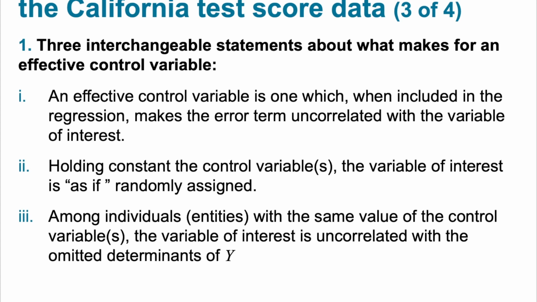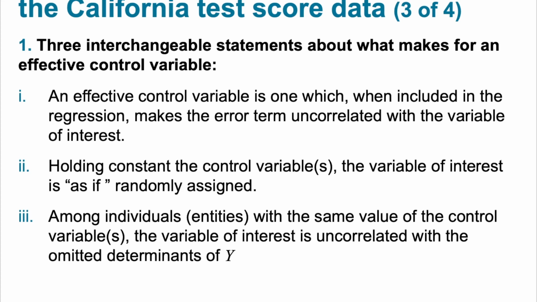2. Holding constant the control variables, the variable of interest is as if randomly assigned. And we get the same thing from this result, that the OLS estimate of the variable of interest is unbiased, holding constant the control variables. 3. Among individuals or entities with the same value of the control variables, the variable of interest is uncorrelated with the omitted determinants of y. We're saying the same thing here.